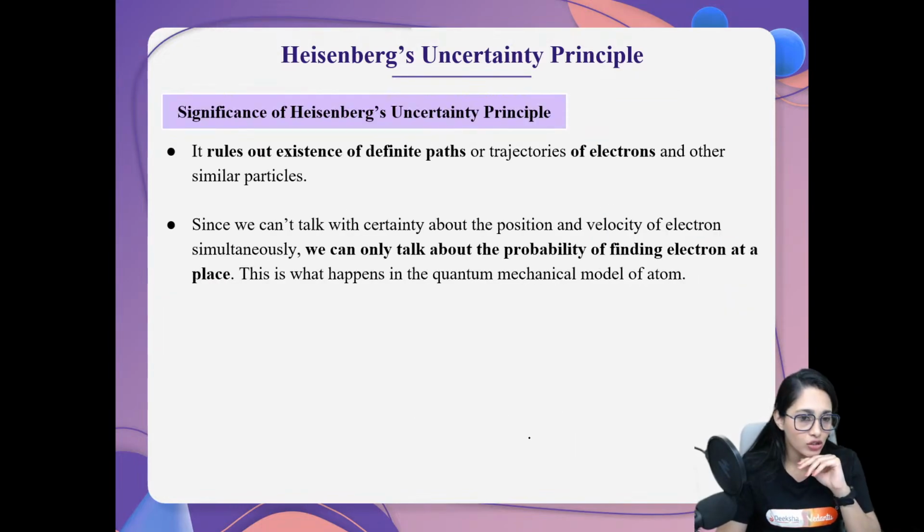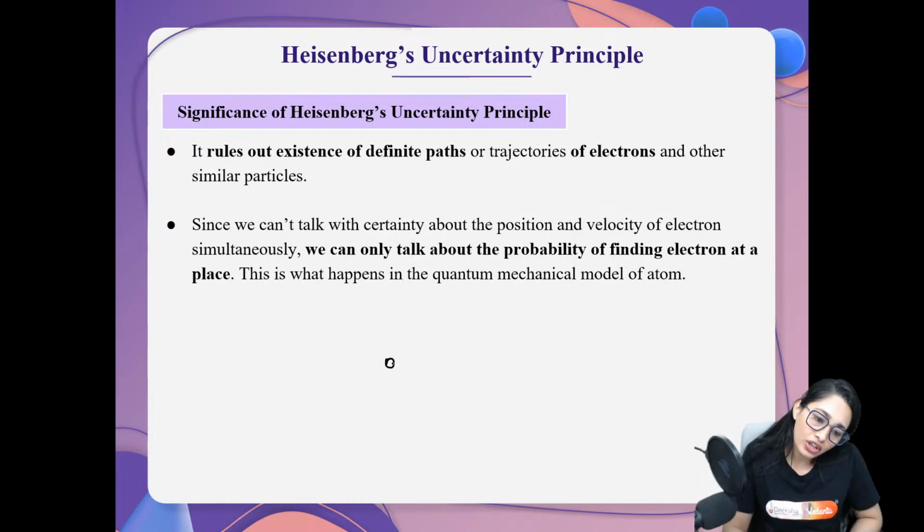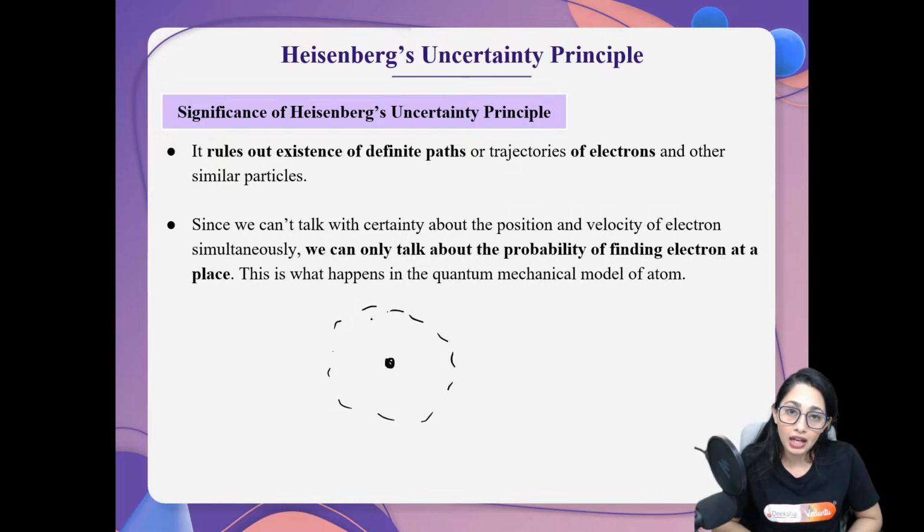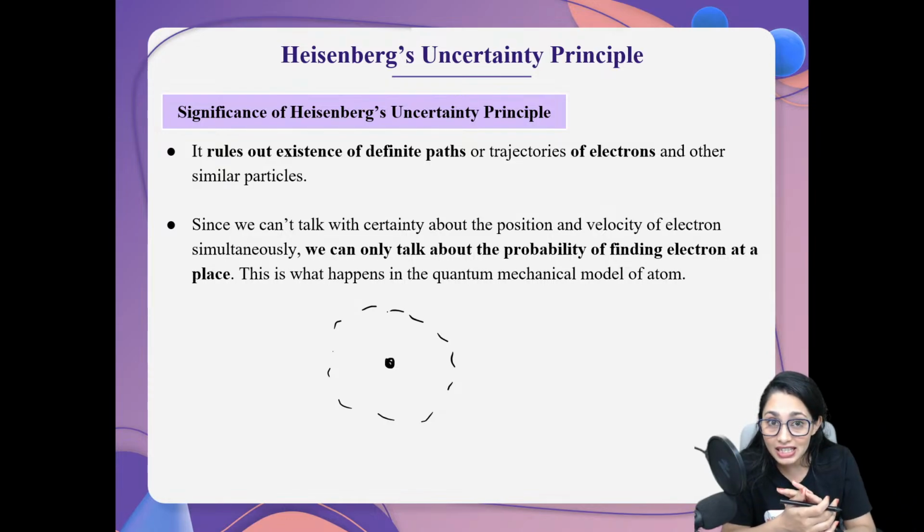So what is the significance of the Heisenberg uncertainty principle? It rules out the existence of definite paths or trajectories of electrons and other similar particles. So what does it say? Bohr's atomic model says that electrons are revolving around the nucleus in discrete orbits, which means that there is a definite path. But this is not the case. It is not precisely found.